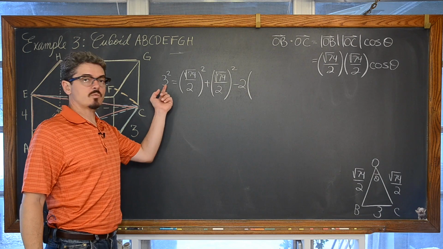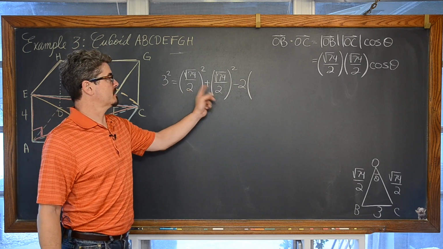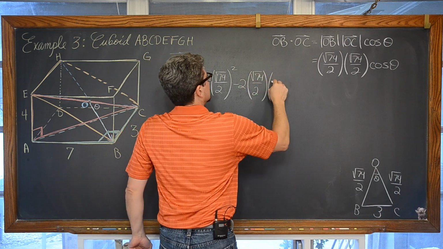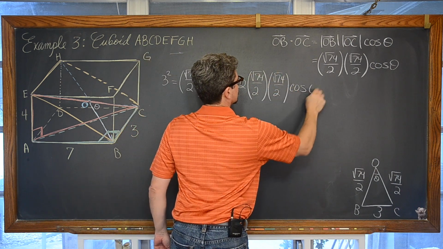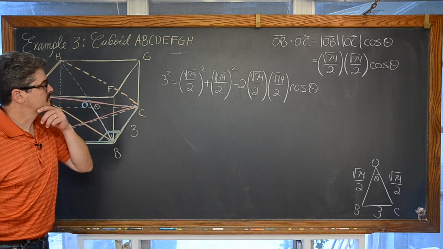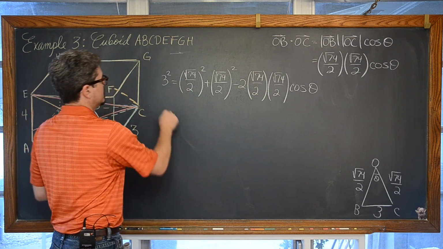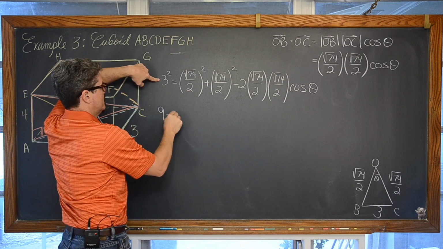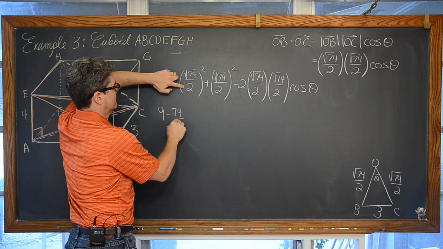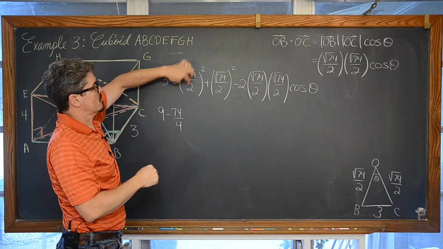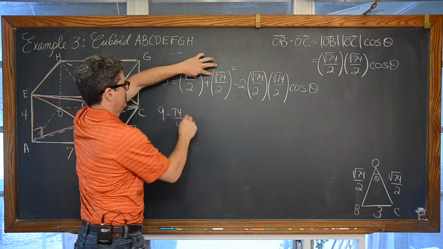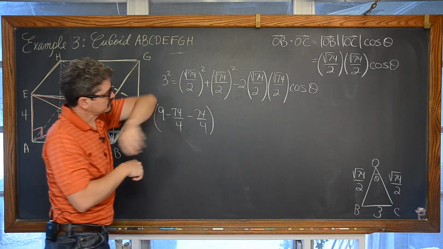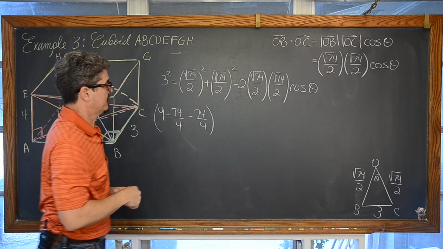So one side squared and added together is equal to the other 2 sides squared and added together minus 2 times the length of those other 2 sides times the cosine of theta. So we have 9. These are going to come over with subtraction, so 9 minus 74 over 4. Just squaring the numerator and denominator, moving it over. Same thing here. We're going to type all this in our calculator at one time.